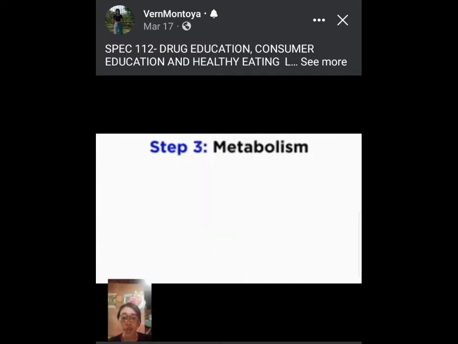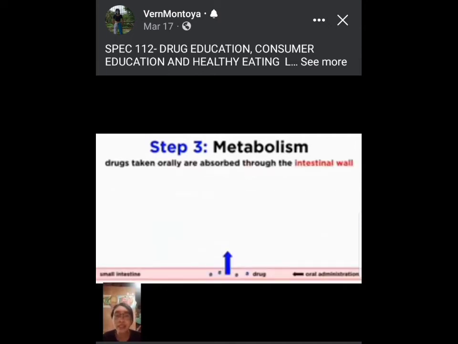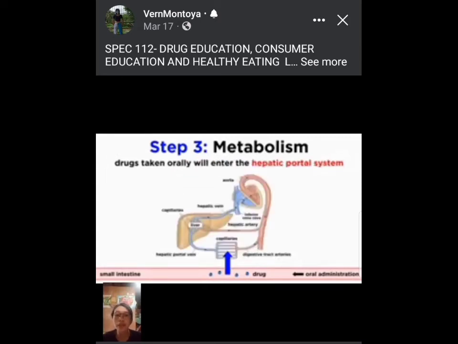After distribution, there is metabolism. This describes any chemical reactions that the drug may participate in, often aimed at inactivating it and targeting it for excretion. When a drug is traveling through the bloodstream, it is highly likely to be metabolized to some degree. For example, if a drug is taken orally, it will be absorbed through the intestinal wall, and for this reason, the part of the circulatory system it enters is a collection of blood vessels called the hepatic portal system. This carries blood directly to the liver, where the drug will be metabolized in some manner.